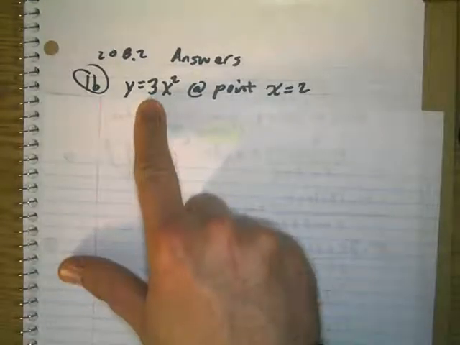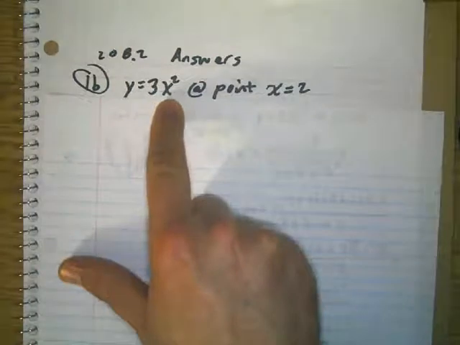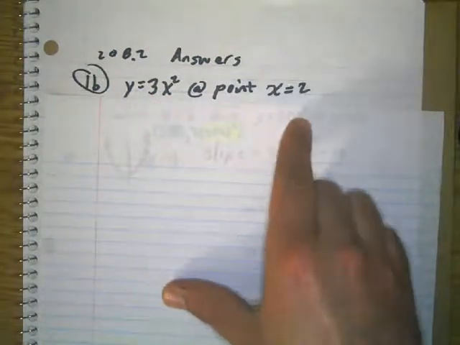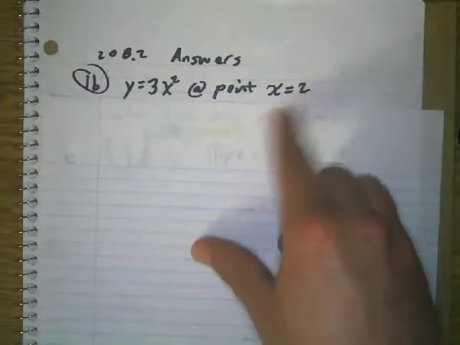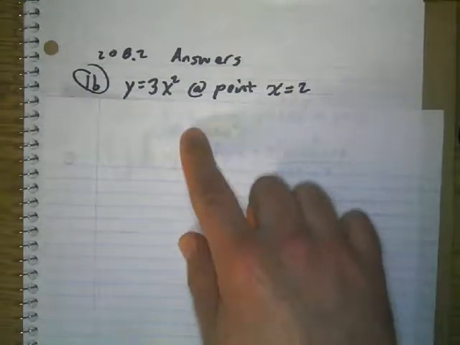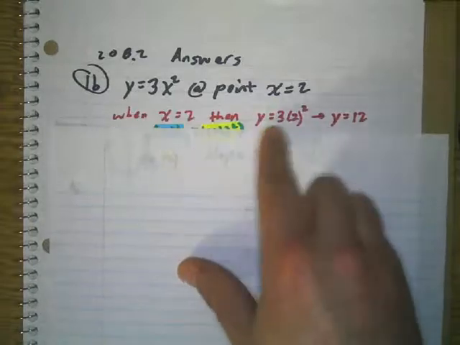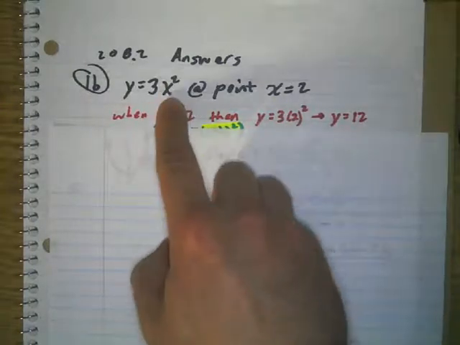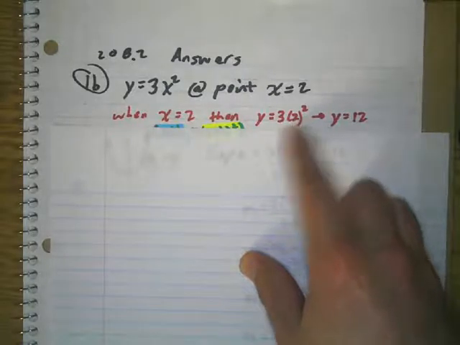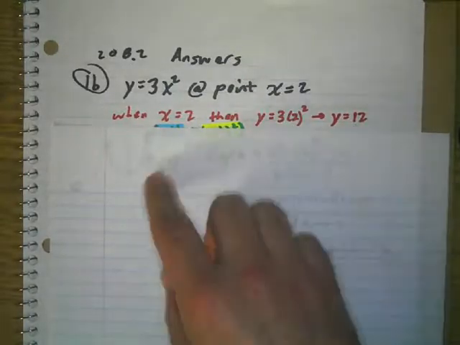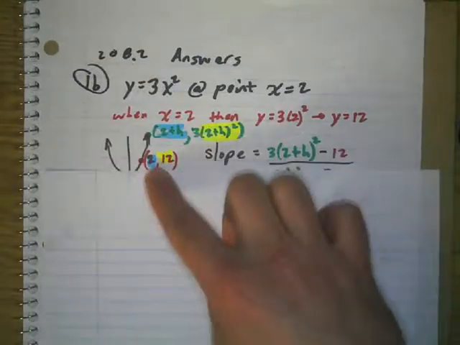Here we go. We have y equals 3x squared at point x equals 2. All right, so let's think about this for a second. If x equals 2, what's y going to be at that point? If I plug in 2 for x in this equation, we end up with 3 times 2 squared. 2 squared is 4, 4 times 3 is 12. So the point is going to be (2, 12).